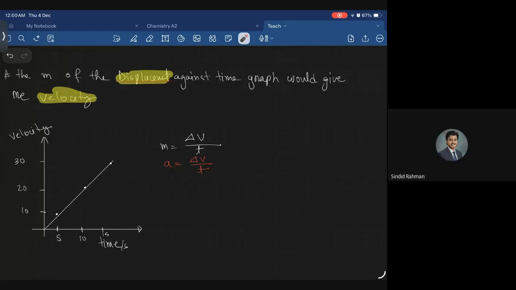So the velocity-time graph's gradient will give me what? Acceleration. And here the acceleration is 30 over 15. That gives me 2 meters per second squared. Let's say. Clear? Is it clear? Yeah. Okay.